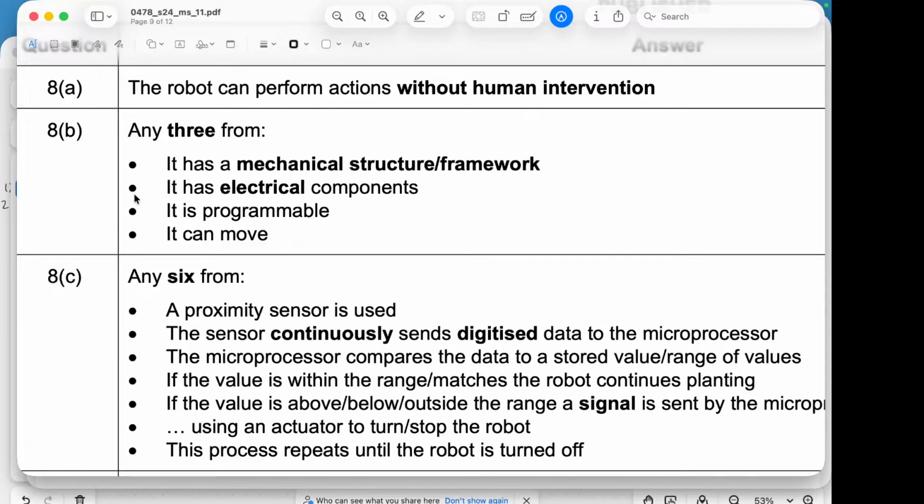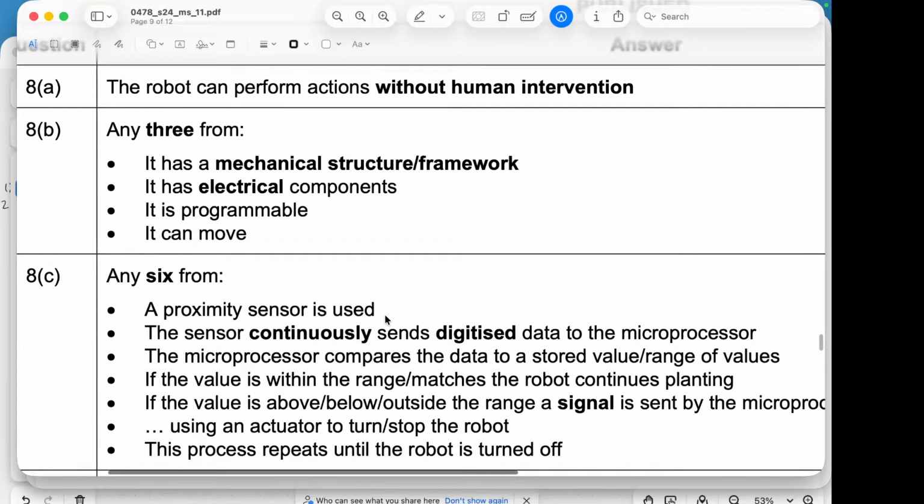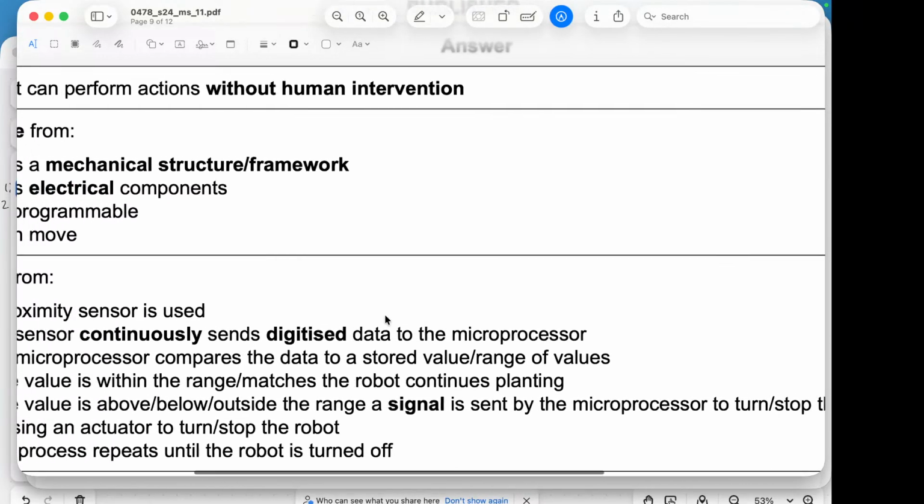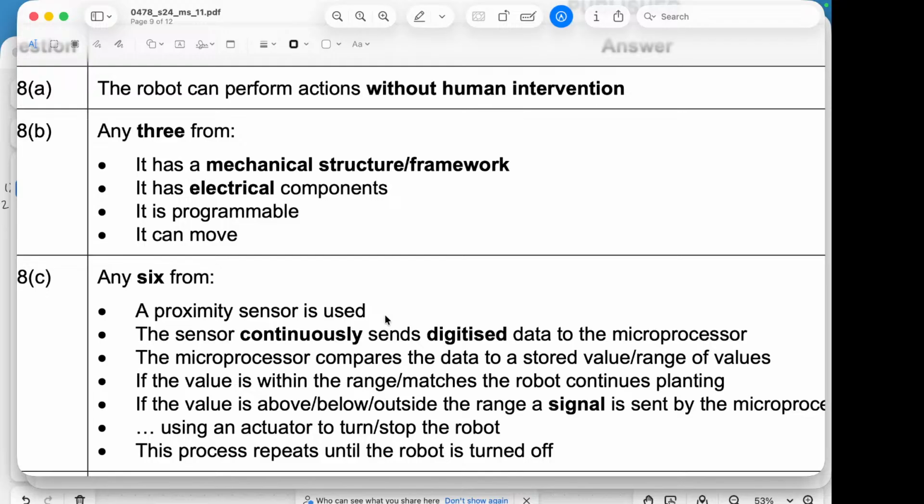If the value is above, below, or outside the range, a signal is sent by the microprocessor using an actuator to turn or stop the robot. This process repeats until the robot is turned off. So try and, because there's 6 marks there, do say what the sensor is. It's always sending data until it's switched off or told to stop.